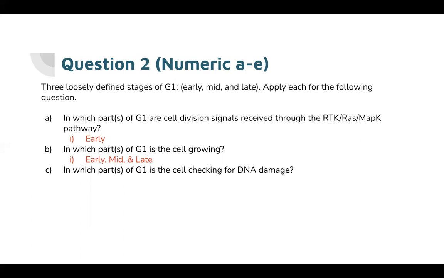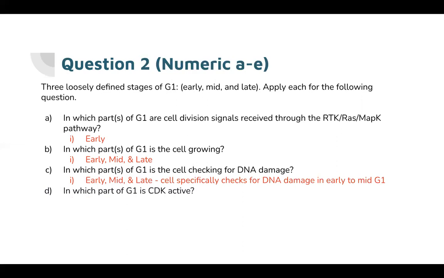My third question here is, in which parts of G1 is the cell checking for DNA damage? Another important one. Like I said, these were previously exam questions, so I'm going to put them on these slides, but this is early, mid, and late, right? A side note here is that cells specifically check for DNA damage in early to mid G1, but on an exam, you would never be docked points if you said early, mid, and late, or the entire G1 phase.